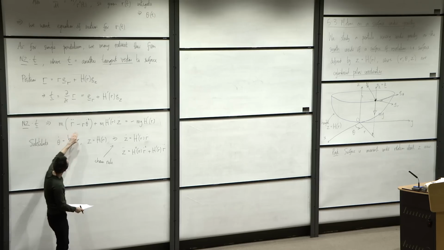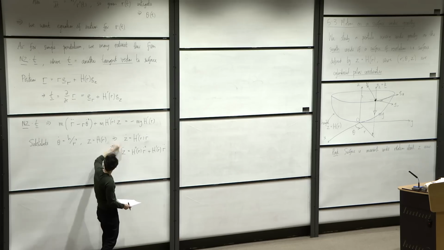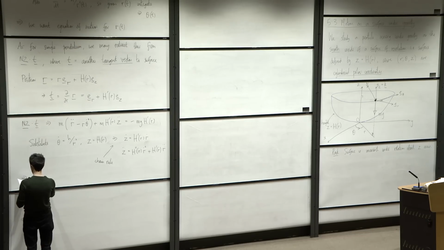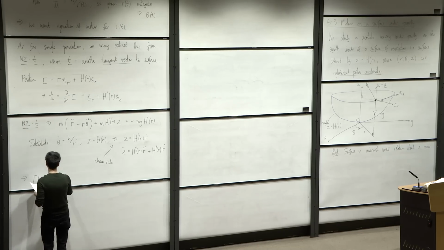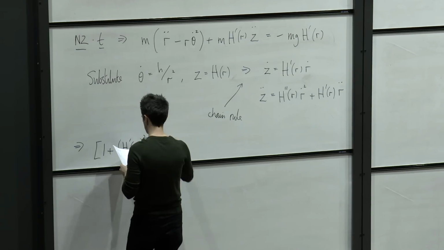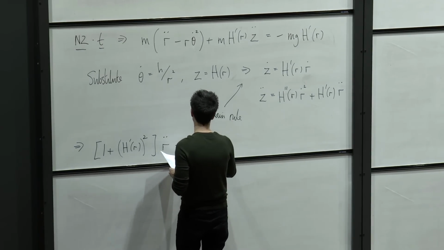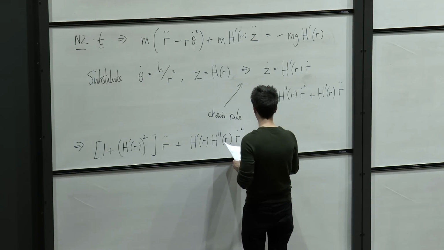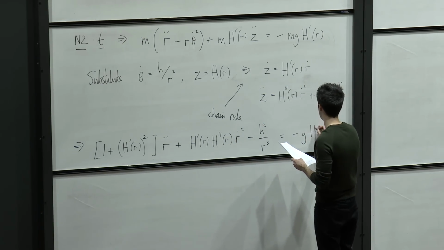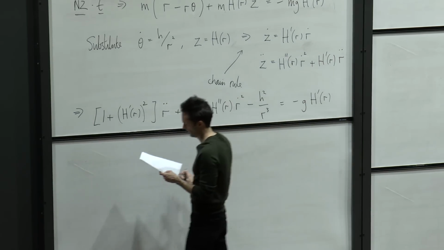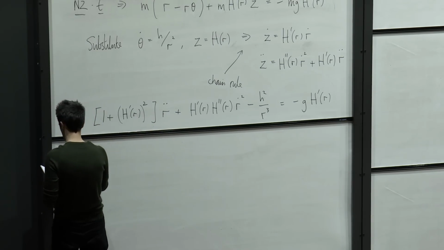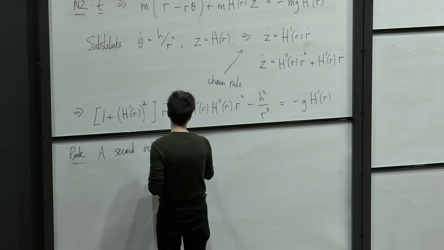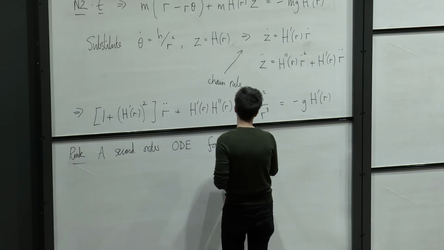Okay, so we can substitute for theta dot into the line above, and also for z double dot into the line above. And if you do that, you get the following. So in brackets 1 plus h dashed of r all squared, close bracket, r double dot, plus h dashed of r, h double dashed of r, r dot squared, minus h squared over r cubed is equal to minus little g h dashed of r. And as promised, that's a second order ODE, ordinary differential equation, for r of t.